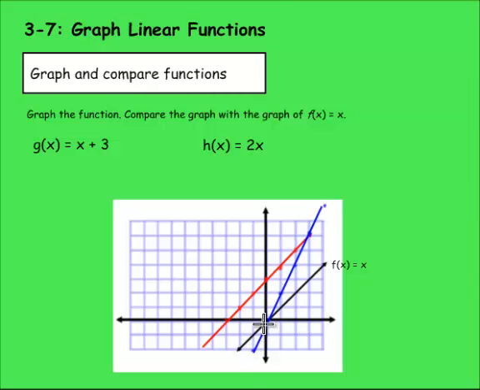We said that they both cross through the origin. That's because there's nothing being added to this x and there's nothing being subtracted from this x. So that means they're going to go through that same origin point. But we see that the slope is twice as much as this. See, it's twice as steep. That's because this is just 1 times x, and this is 2 times x. So it would make sense that this slope would be twice as steep.